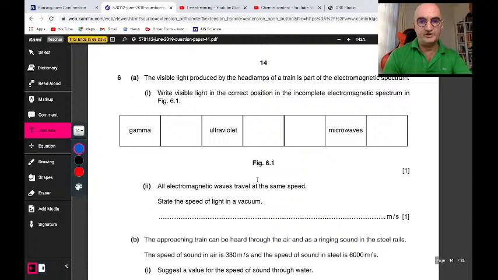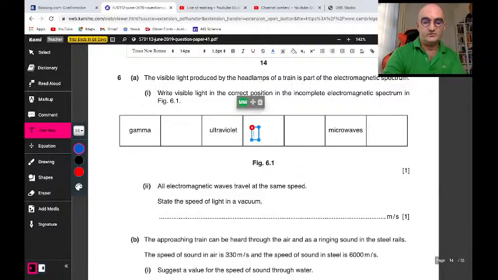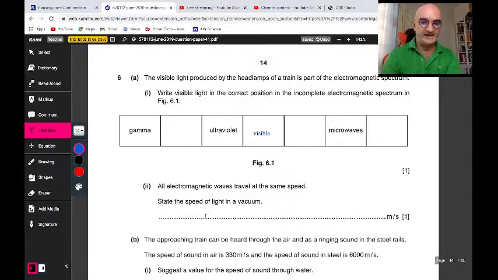The visible light produced by the headlamps of a train is part of the electromagnetic spectrum. Write visible light in the correct position in the incomplete electromagnetic spectrum in figure 6.1. Gamma, no, it's not going to be here. Ultraviolet, so that's going to be infrared. So here we have our visible light. The electromagnetic spectrum comes up every year, so make sure you know it.